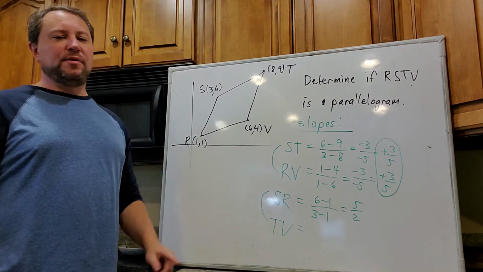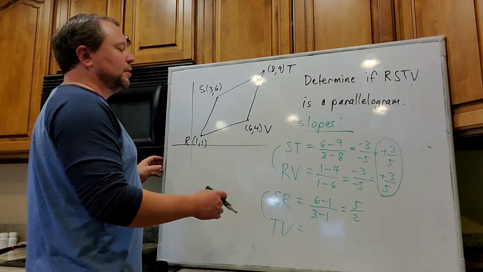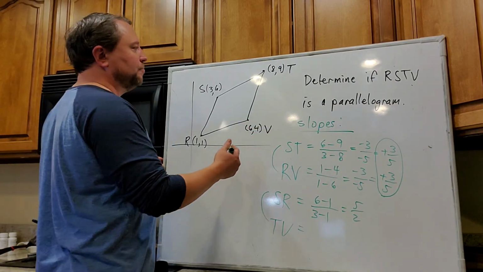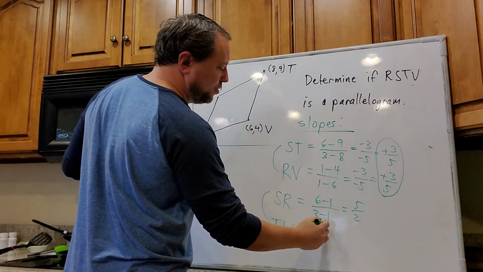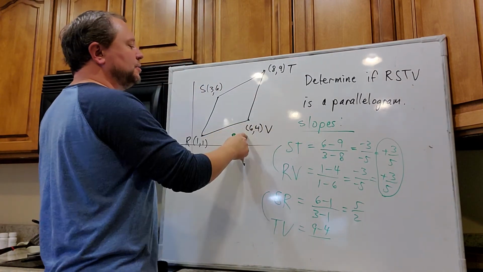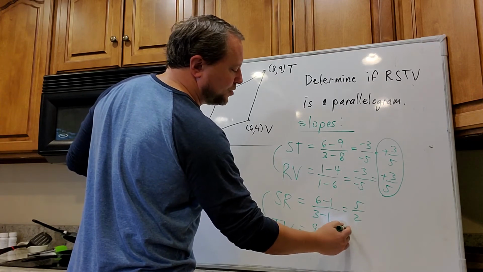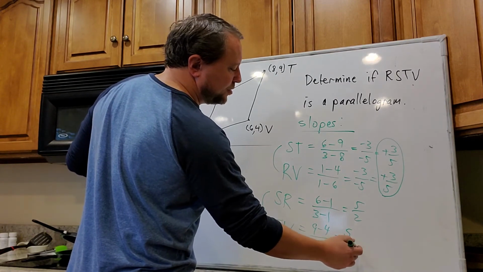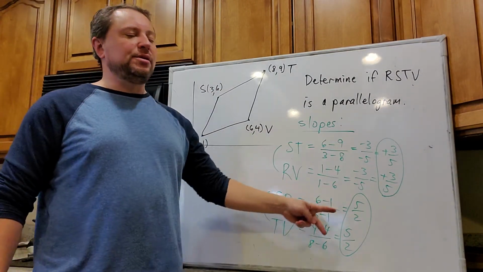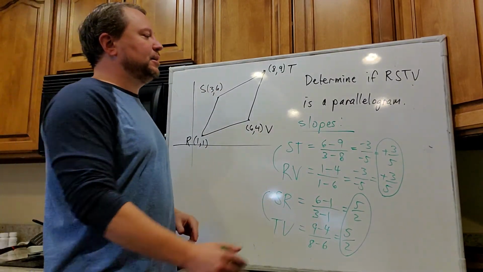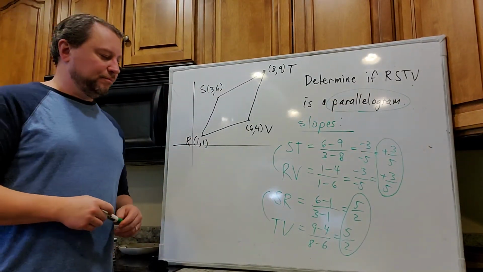And then let's check TV. Hopefully we get the same thing, and if that's the case, then it will be a parallelogram by definition of a parallelogram. All right, so TV, y values are 9 and 4, so I'm going to subtract those on top. 8 minus 6 on bottom for the x values. 9 minus 4 is 5. 8 minus 6 is 2. Dun, dun, dun. It's a match. So you can see then that we have verified that this is in fact a parallelogram by the definition of parallelogram.